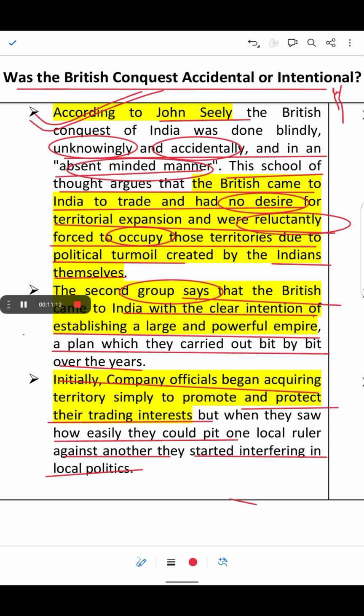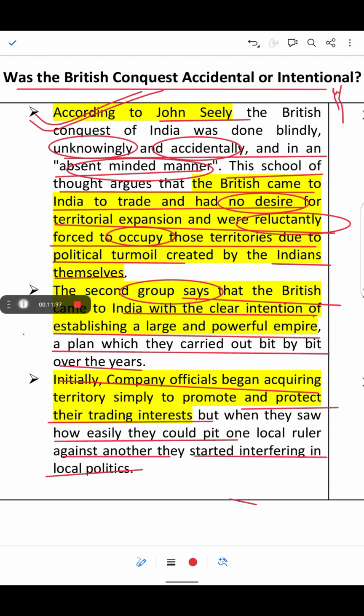Like this, over the time, the company shifted from being a trading organization to a territorial power, and this marked the beginning of the British colonial rule in regions like India. So this is how the transition happened from the British, just a company to trade, to the empire to rule.